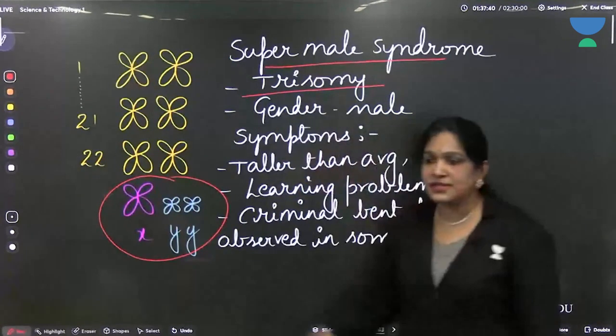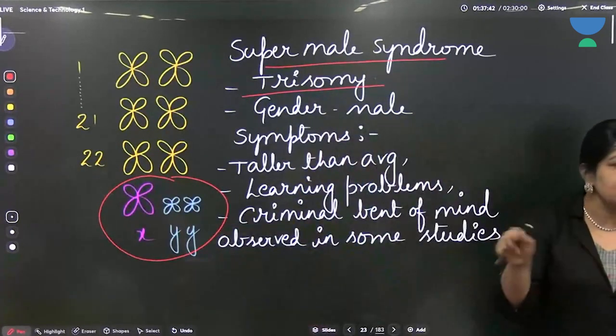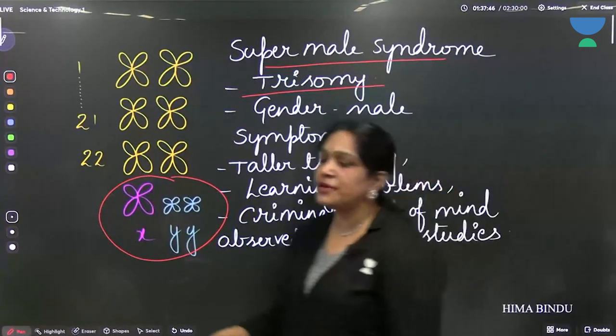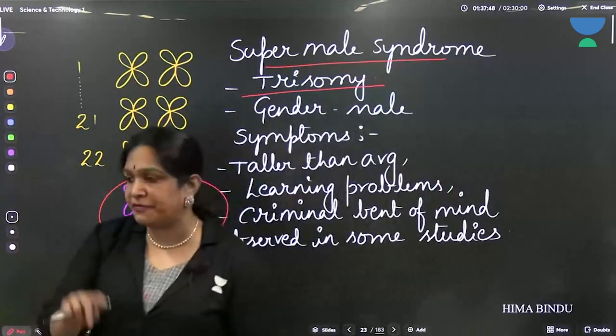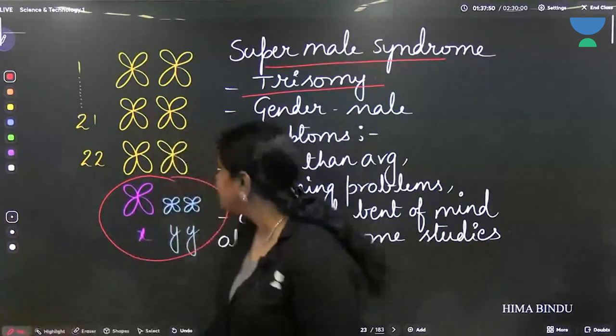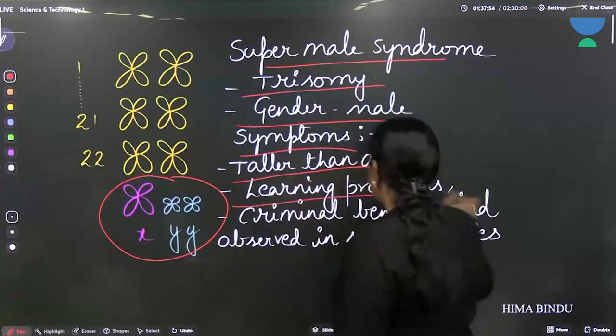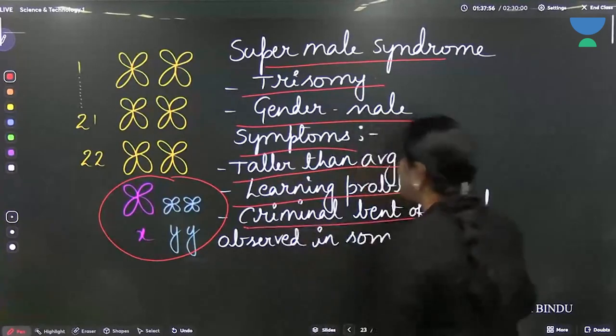This is trisomy. Same. Tri means 3. Somy is the suffix for chromosome. Biological terms are simple because we have common root words, prefixes, suffixes and all that. Gender: male. Symptoms: taller than average, learning problems, criminal bent of mind.